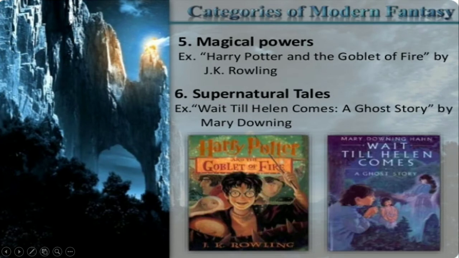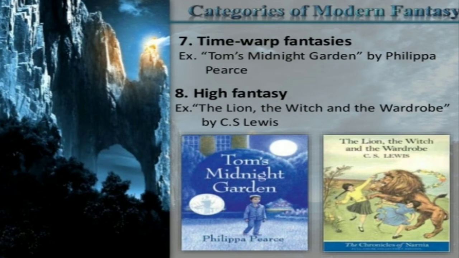Another category of modern fantasy is magical powers. An example of this is Harry Potter and the Goblet of Fire by J.K. Rowling. Another is supernatural tales. An example is Wait Till Helen Comes, a ghost story by Mary Downing Hahn. Another category is time warp fantasies. An example is Tom's Midnight Garden by Philippa Pearce. And lastly, high fantasy. An example is The Lion, the Witch, and the Wardrobe by C.S. Lewis.